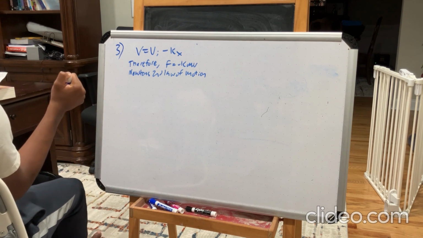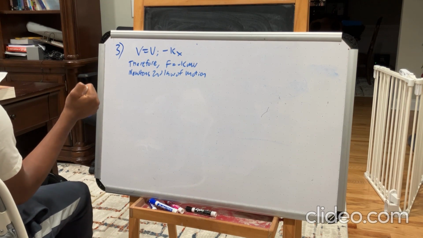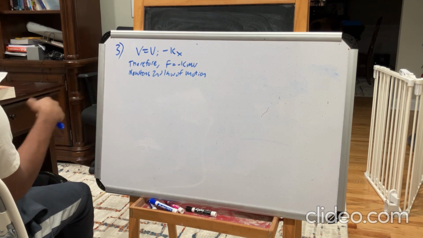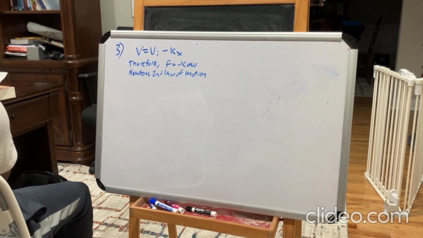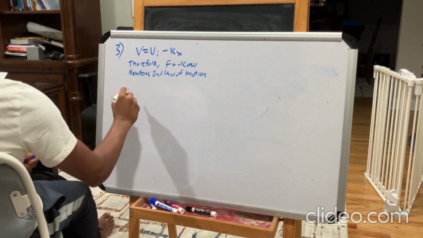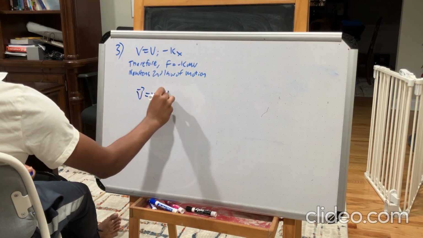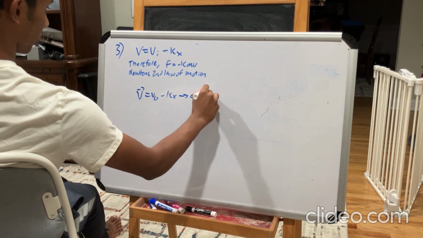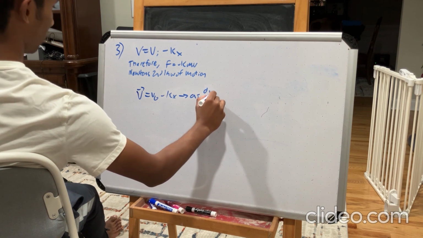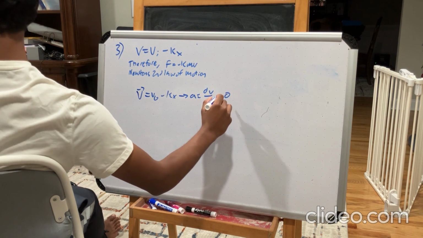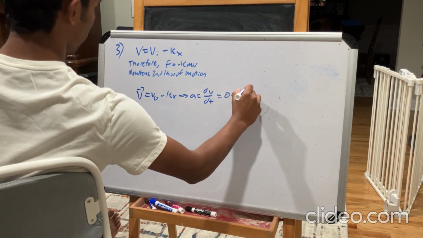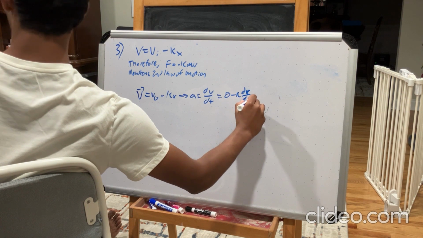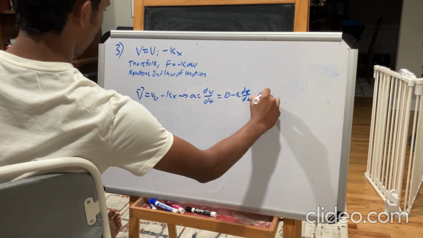For the comments on this, it said I got 5 out of 15 because I used the incorrect sum of the forces and did not equal it to ma. The second one, I got 0 out of 15 because I did not show work. So the way you solve this out is velocity equals v naught minus k of x, which is equal to acceleration equals the derivative, equals 0 minus the derivative of k dv over dt, which is then equal to negative kv.